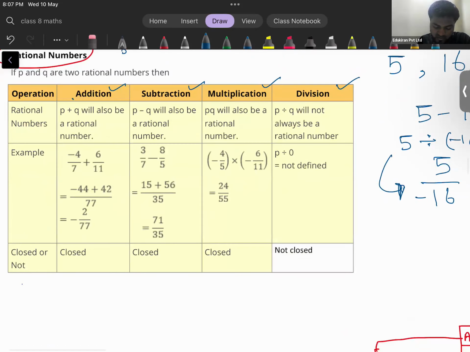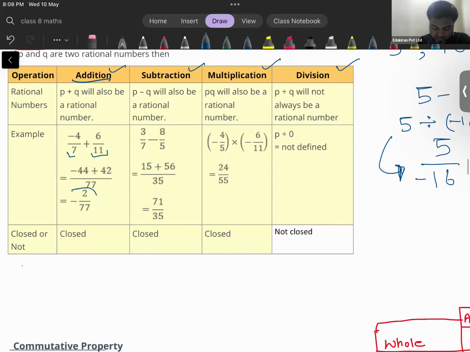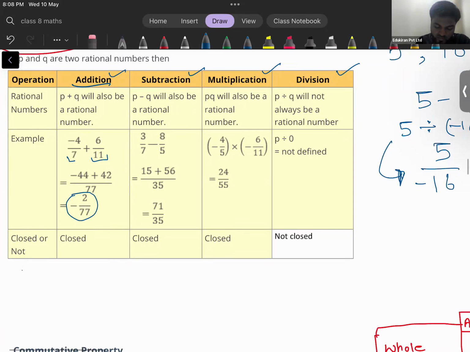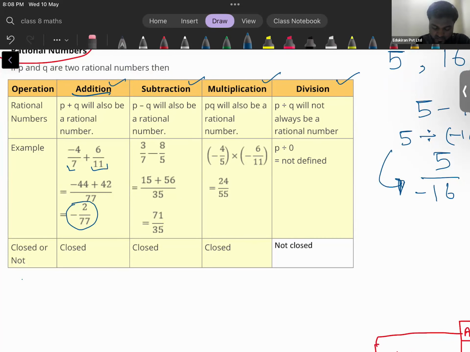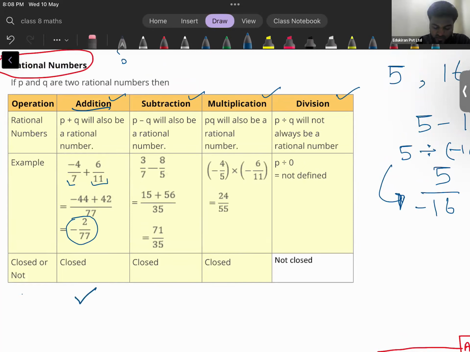So let's talk about addition. Here I have taken two values, -4 upon 7 and 6 upon 11. And that gives me -2 upon 77. And we see that -2 upon 77 is also a rational number, right? So it's a yes for addition as well. So we say that rational numbers follow the closure property for addition, right?